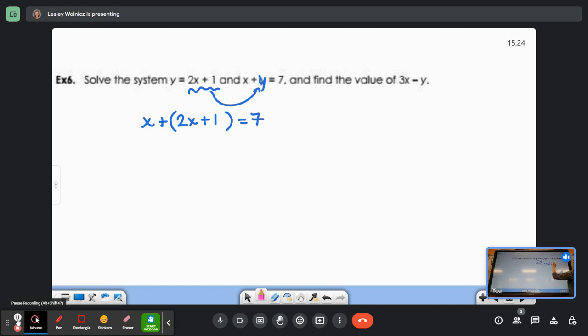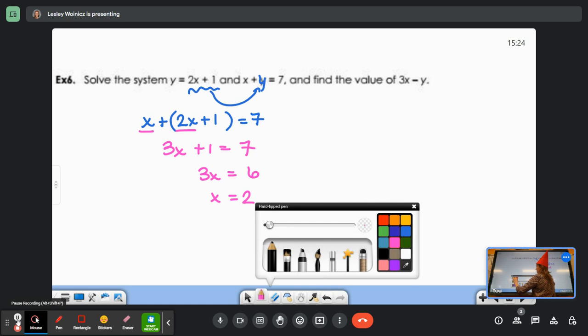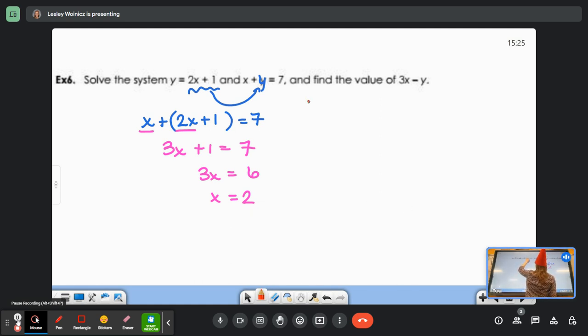So I can just combine my like terms. X and 2x make 3x. Subtract away the 1. 3x equals 6. Do the last step in your head. X is 2. So now I have to find the y. Which looks easier? 1 or 2? 2? I agree. Okay, so let's pick equation 2.